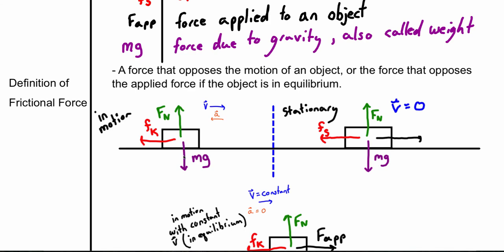A quick note: if we look at the normal force, it is the same size as the weight or the gravitational force. We'll talk about this more in a second. So this is the frictional force opposing motion.